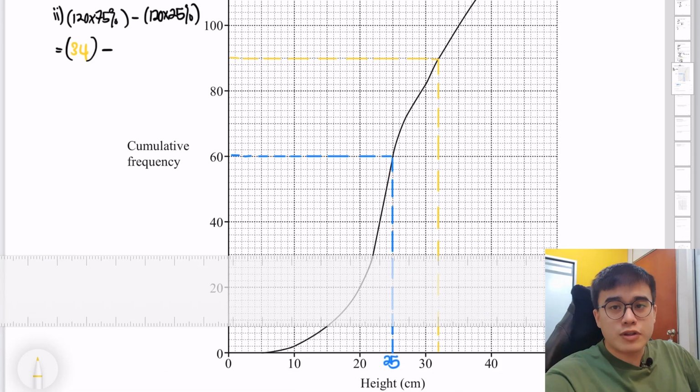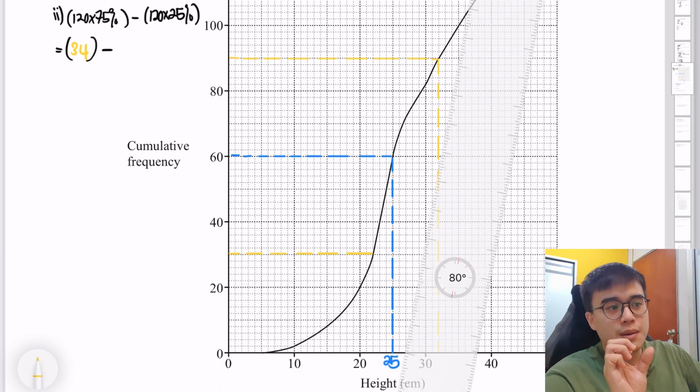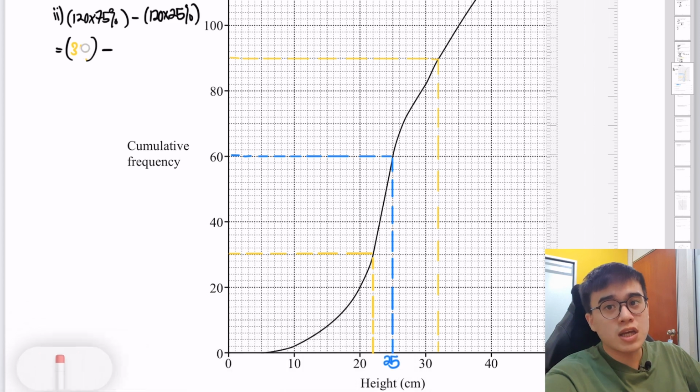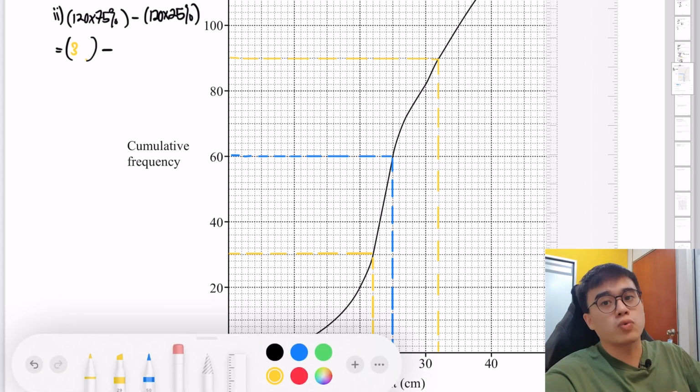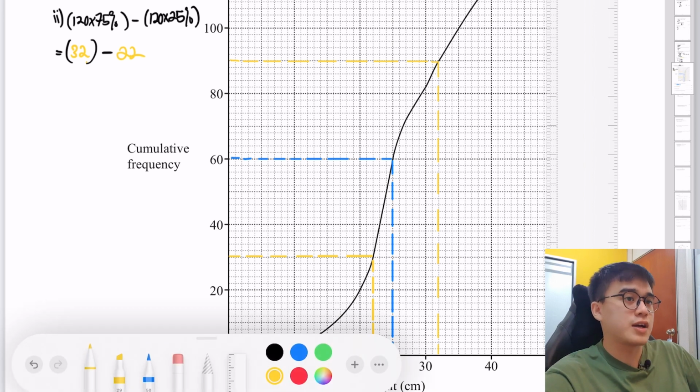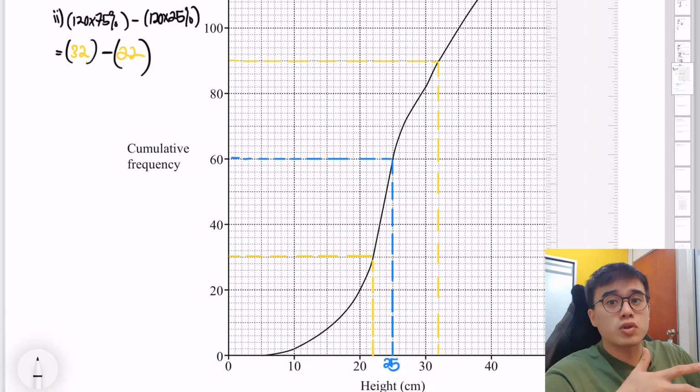So you notice that I've written 34 there. It's because I calculated the gaps between the boxes. 10 small boxes represent 10 centimeters, which means one box is only 2. So I erased the 34 and changed it back into 32 over here. So 32 minus 22, you will get your answer as 10.